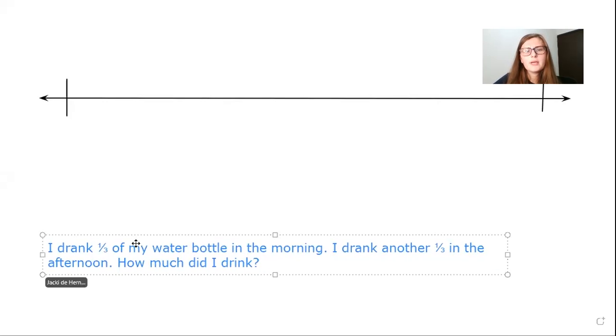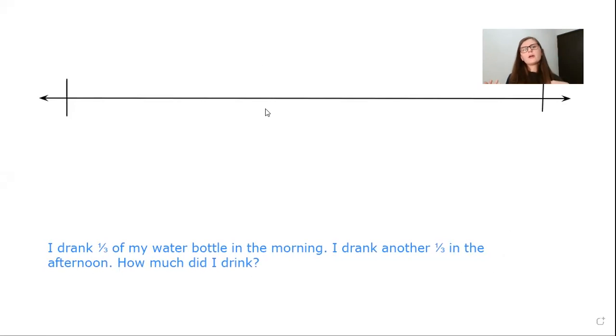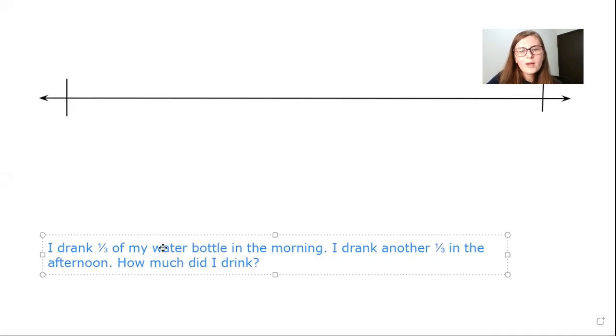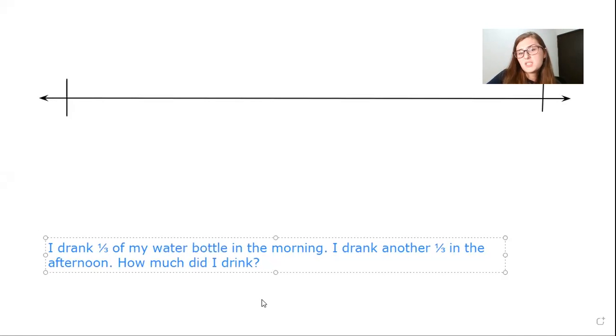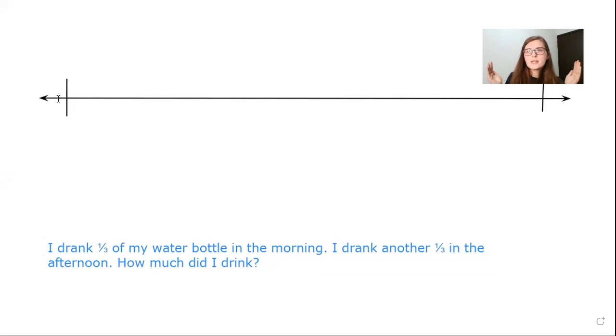All right, so our first step here is we need to look at how many wholes we are talking about here. Well, we're talking about 1 water bottle. It doesn't say anything about a second water bottle, so we will just have 1 whole. On our number line, if we're representing fractions, the whole is going to be the entire thing. So our whole equals 1. And if we have no parts, it would be a 0. So we're going to set it from 0 to 1 on our number line.